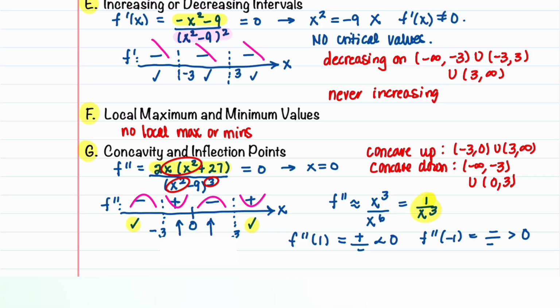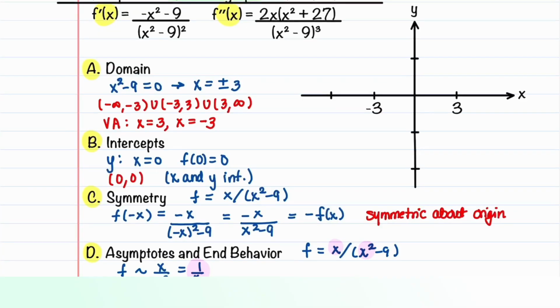Now let's go ahead and put all of this information on our graph. I think it's easiest to start with our asymptotes. We found that we have a vertical asymptote at minus 3, so let's go ahead and put that in. And we have one at 3. Put that one in. And then we found that we had a horizontal asymptote at 0. I'm going to do this slightly above here so we can see it.